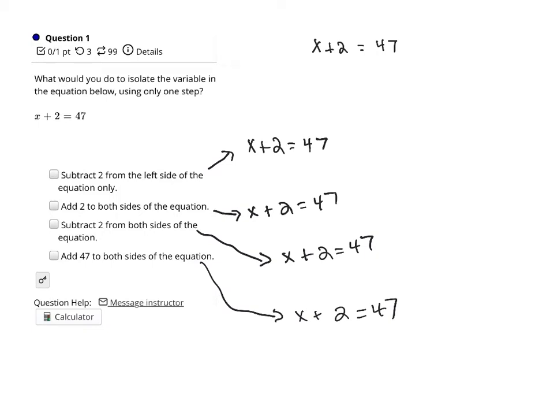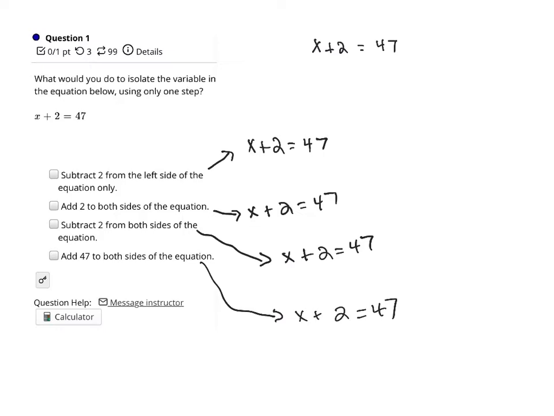This is solving linear equations. The first question in this homework says, what would you do to isolate the variable in the equation below using only one step? There are different ways you can isolate the variable, but they want only one step. Isolate the variable means solving for x.